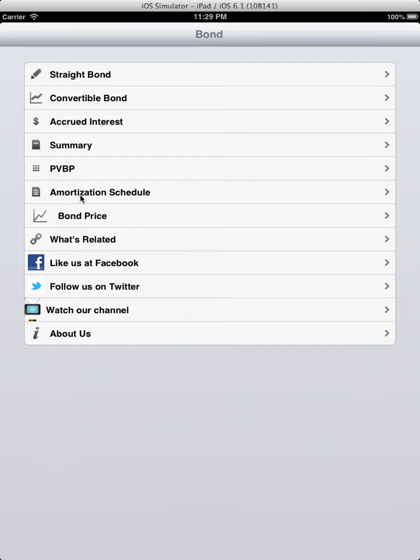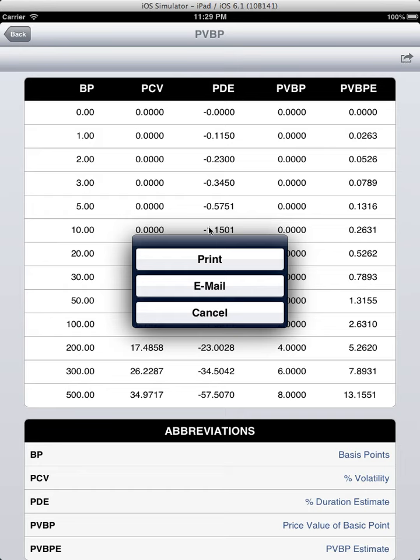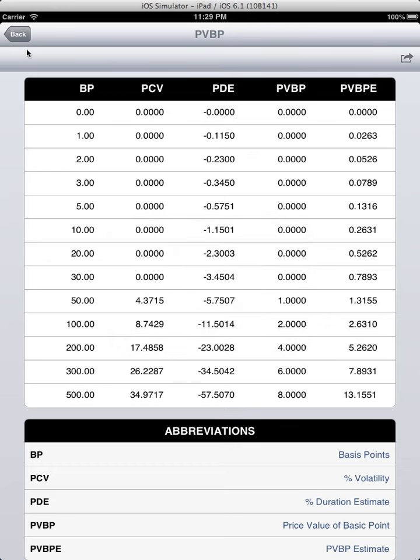Now the price value of a basis point. So now basis point change, then the percentage volatility, percentage duration estimate, price value of a basis point, and price value of basis point estimate. Here you can print the output to an AirPrint capable printer, or you can email the output as a PDF.